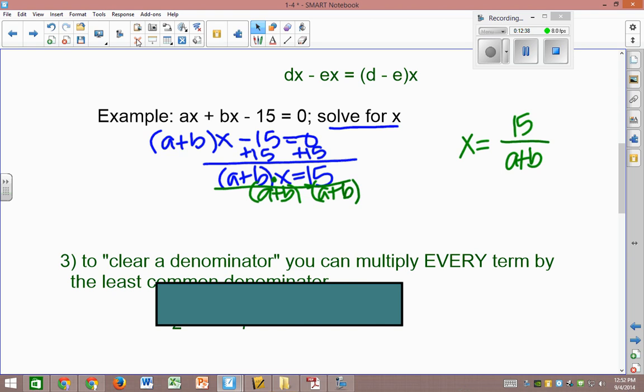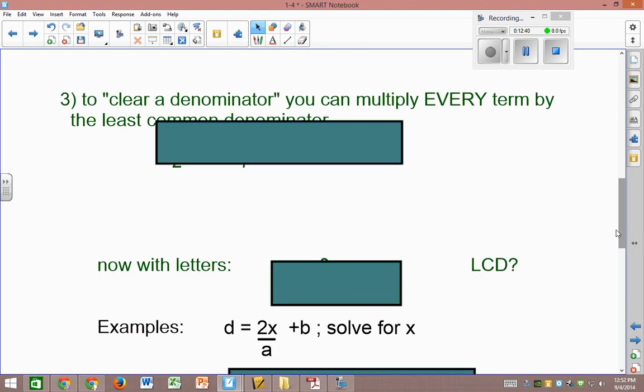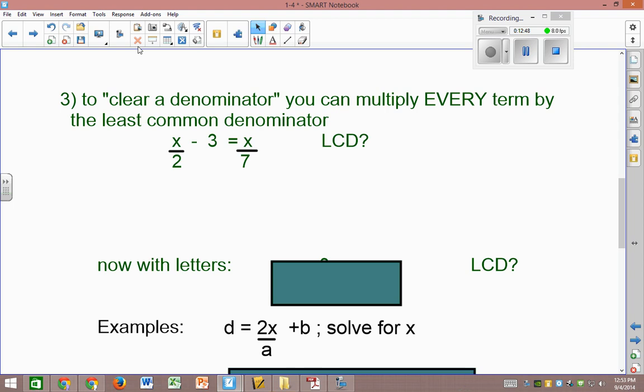All right, to clear the denominator, this is a big deal. This makes problems much easier if you do this first. So let's do one with numbers first. You can underline every term, like 3 times, because some kids forget. Multiply every term by the least common denominator. 2 and 7 are denominators. What's the least common denominator?